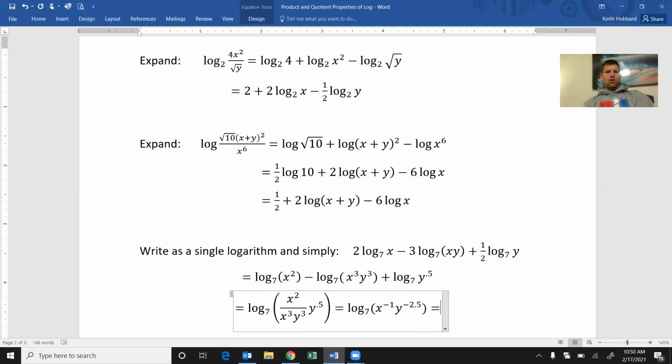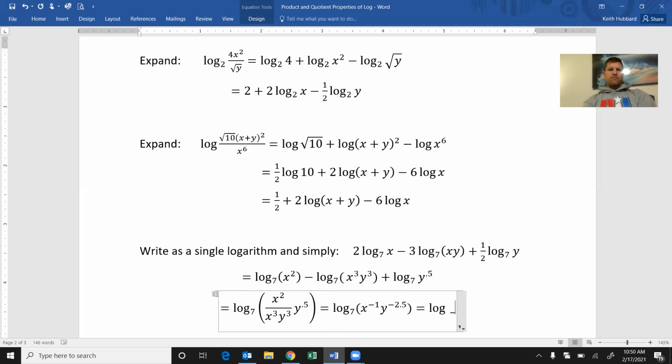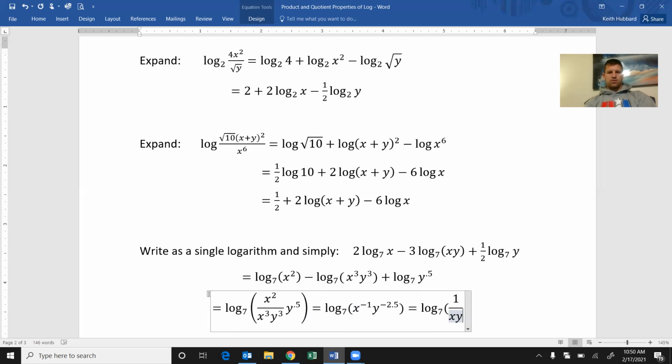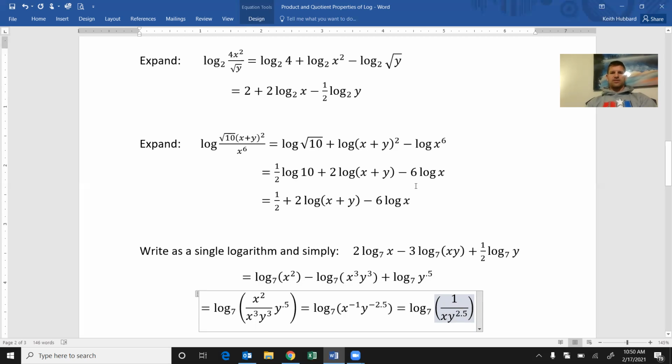That's perfectly acceptable. Or if you wanted to write it with positive powers, sometimes people instruct you in a problem to write it with positive powers. You write x to the 1 times y to the 2.5. And notice I've now written it with positive powers. Okay, so I hope that's helpful to you, and we'll let you take it from there.